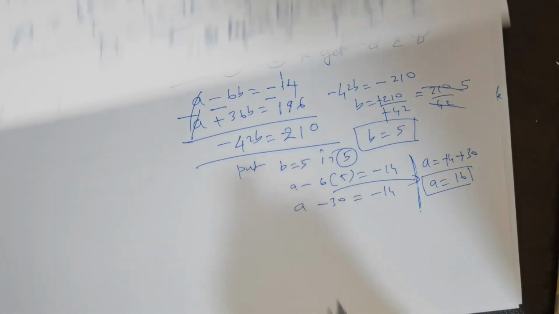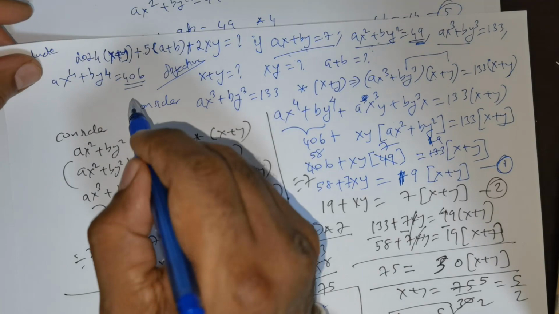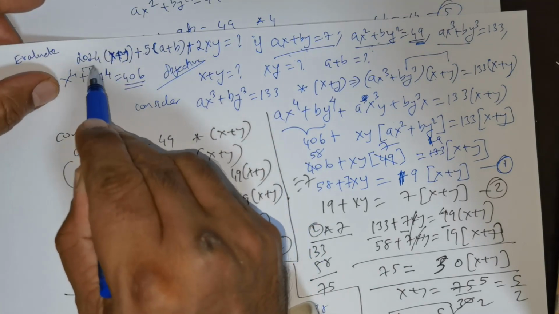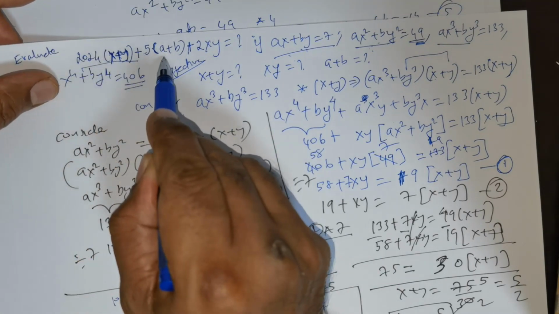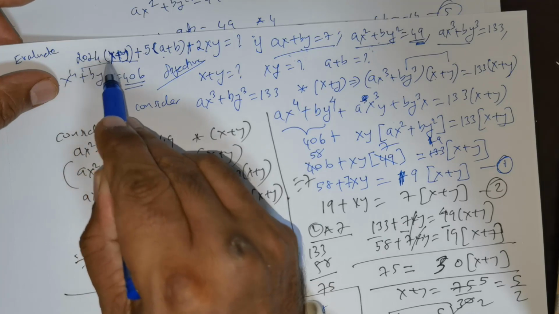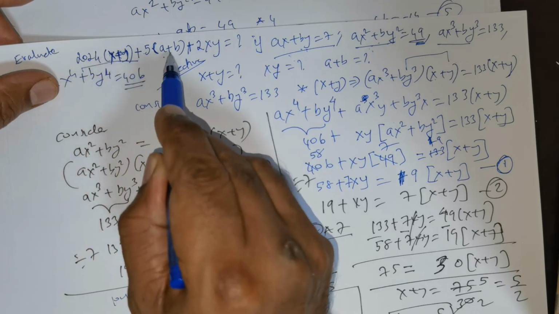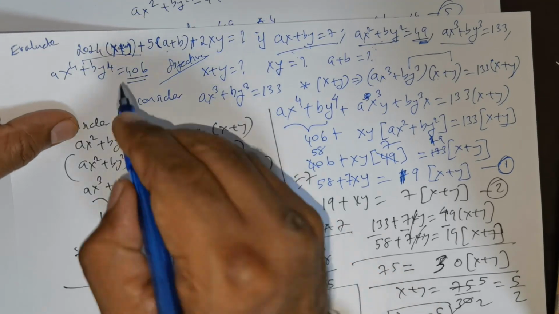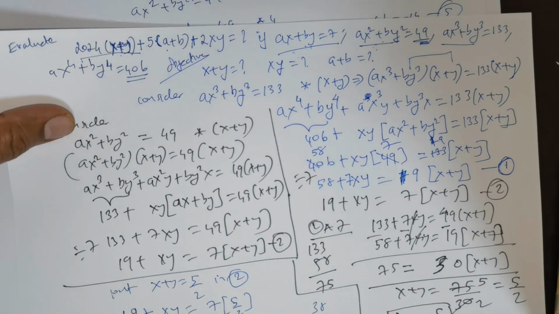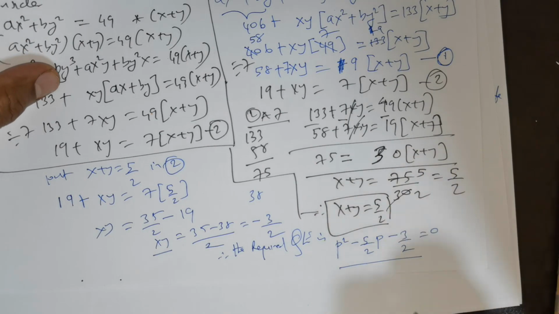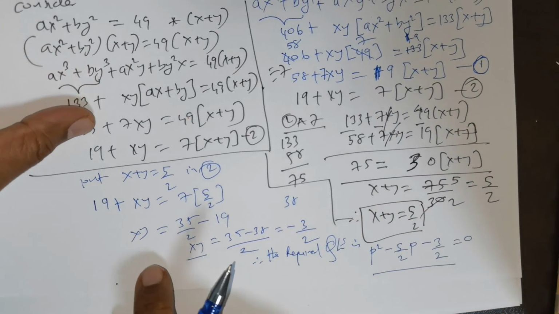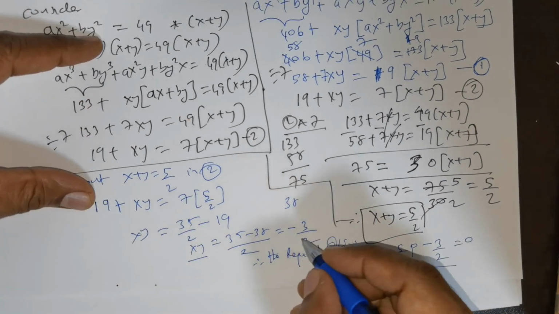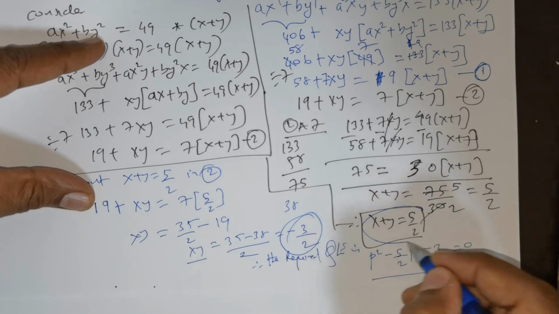Now go back to the original question. We are expected to find 2024 times x plus y, plus 5 times a plus b, plus 2 times x into y. Now we know the value for x plus y. Where is x plus y? x plus y is 5 over 2 and xy is negative 3 over 2. So we have got these values.